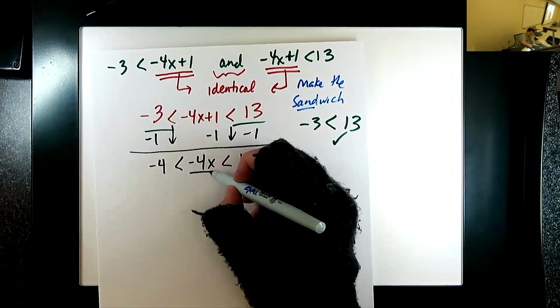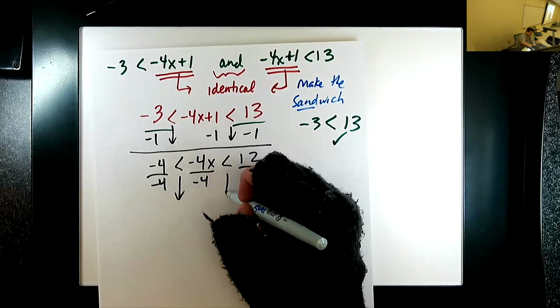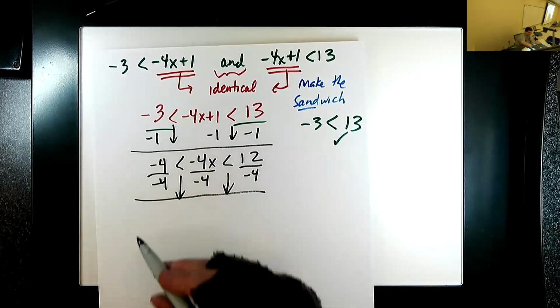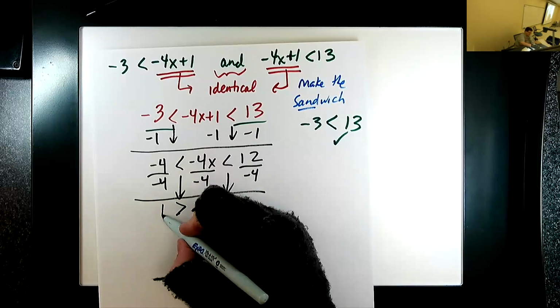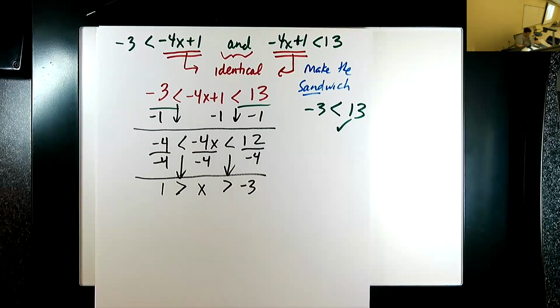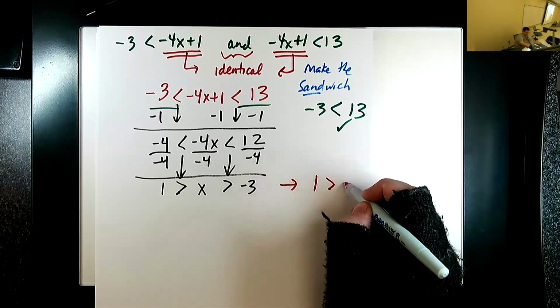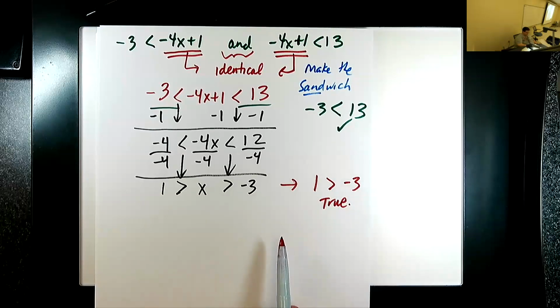Divide by the -4. And since I divided by a negative, I need to flip all my symbols. 1 is greater than x, which is greater than -3. You'll notice if I remove the x, I get 1 is greater than -3, and this is still true. If you didn't flip the signs, it would say 1 is less than -3, and that's not true.